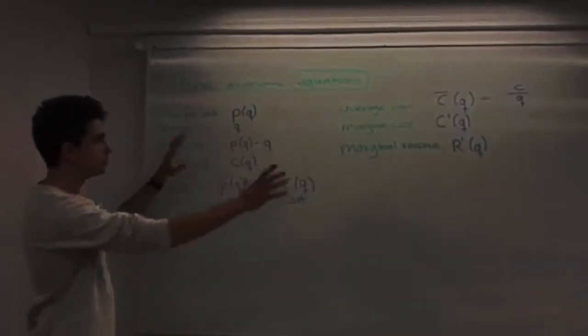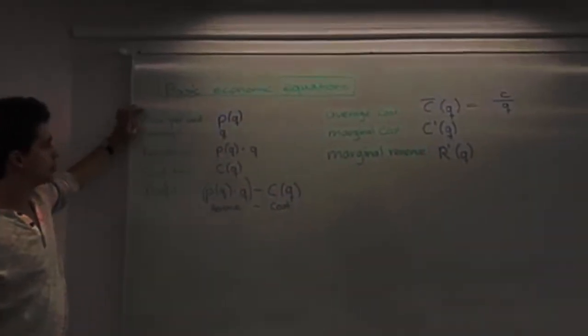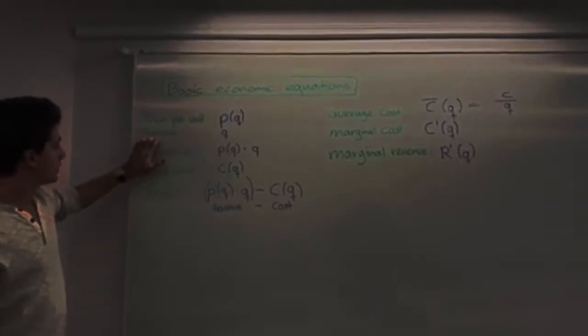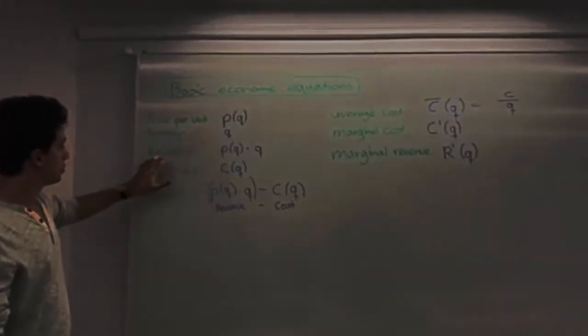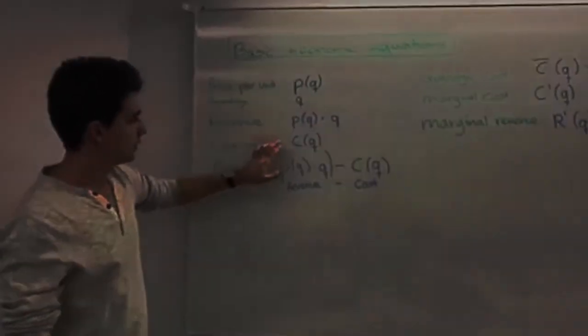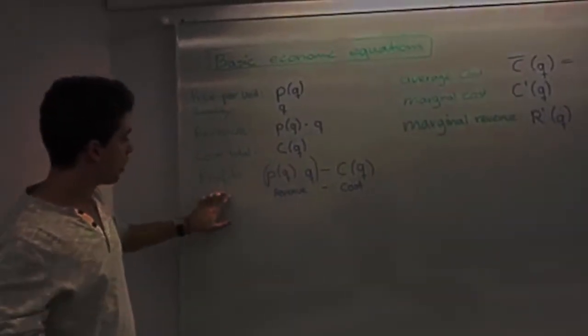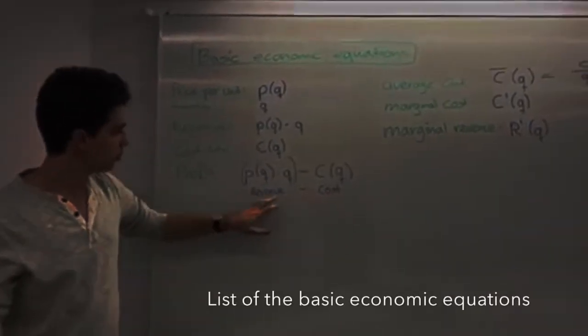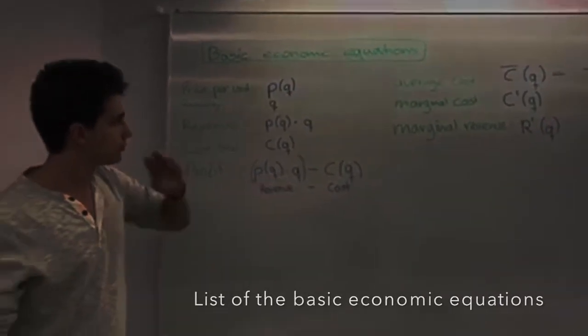Economic equations consist of these formulas. The first one is price per unit, which is represented by P of Q. Quantity is represented by Q. Revenue is calculated by multiplying P and Q. Total cost is just represented by C of Q. And to determine the profit, you do revenue minus cost. And in order to find revenue, you do P times Q.